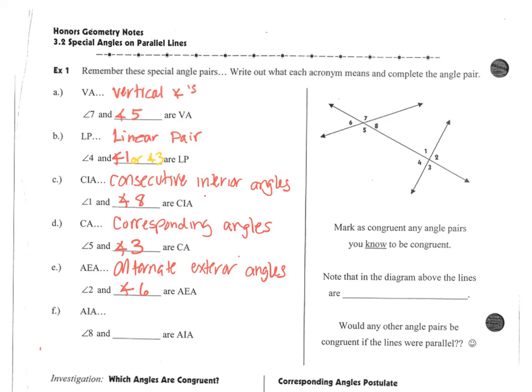Our next one, AIA, is alternate interior angles. And if we're looking at angle 8, located right there, so on the alternate and on the interior would be angle 4. Just please note that these, in this diagram here, the lines above are not parallel.